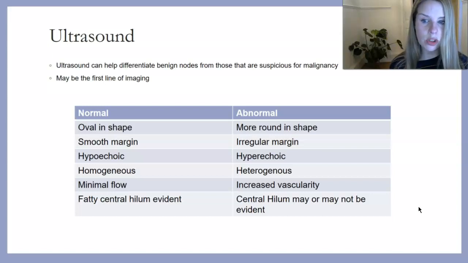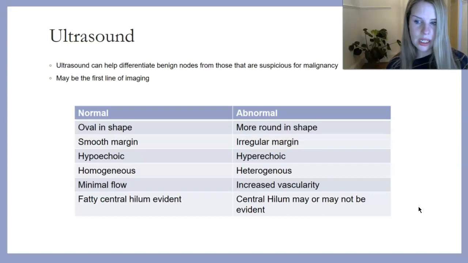And the same for homogeneous, so it's the same signal the whole way through. That's also more characteristic of a normal lymph node. If the sonographer or radiologist carries out Doppler to assess blood flow, in a normal lymph node you would expect much more minimal, normal levels of flow.